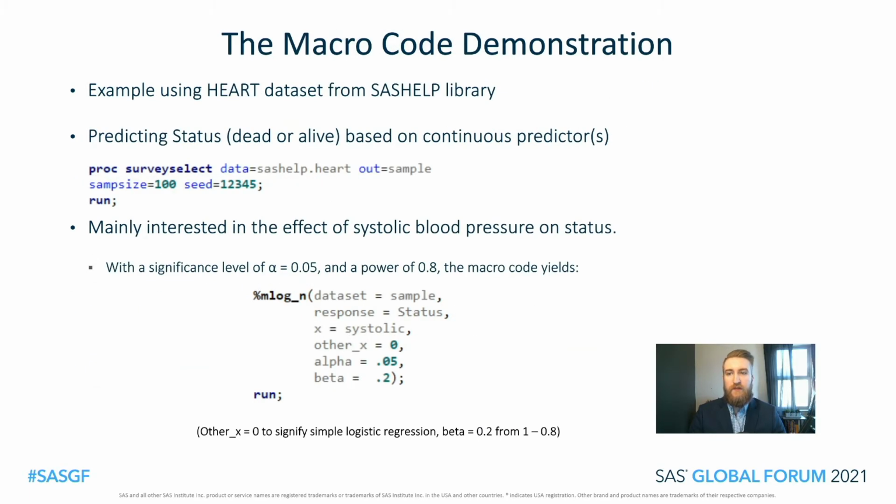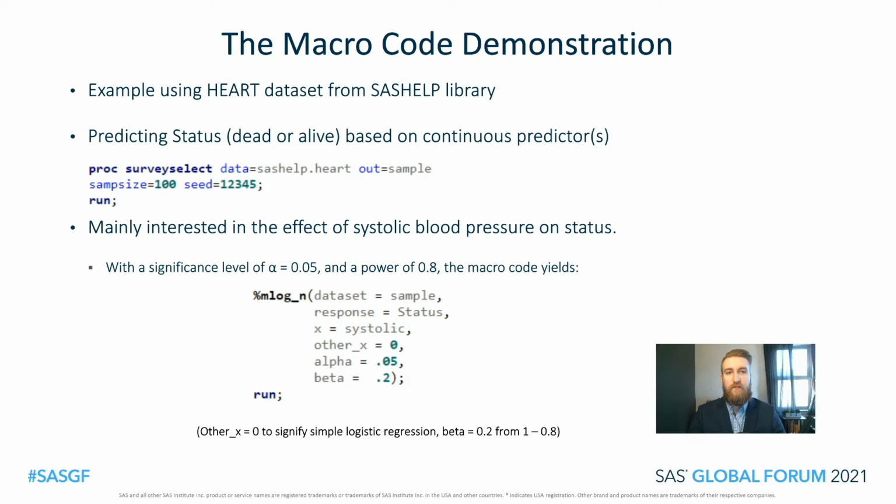So we can actually demonstrate how to use this macro if we use the example heart data set from the SAS help library. That way all of you can replicate this if you're interested. So what we're going to do is predict status, a variable that has the factor categories dead or alive.